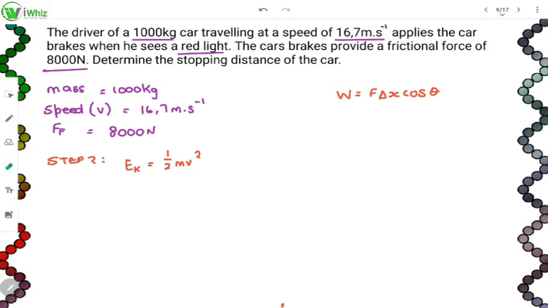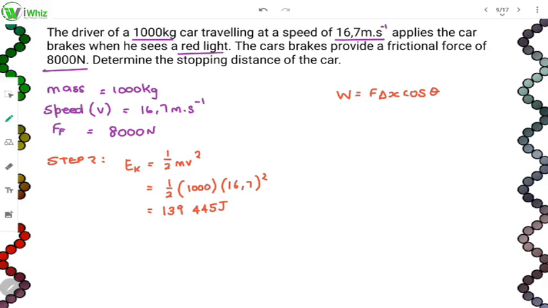So let's work with step 2. Let's calculate this. The next step is to determine the kinetic energy. So let's calculate. Half, what is the mass? The mass is 1,000 kgs. What is the velocity? 16,7 squared. So what is my kinetic energy going to equal to? It's equal to 139,445 joules. The next step is to look at work.